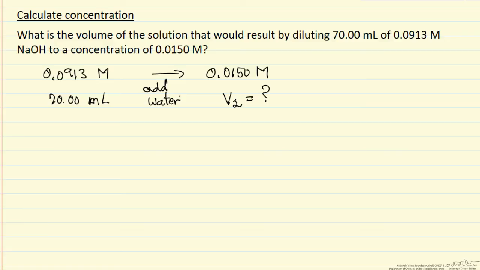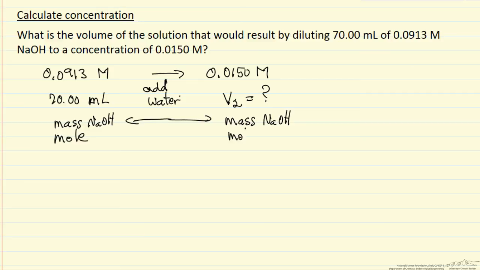And so what's constant here is the mass of sodium hydroxide. So whatever mass of sodium hydroxide I have here has to be equal to the mass of sodium hydroxide here. These are equal. I have not added any sodium hydroxide. I've just added water to dilute. I can simplify a little bit because I can also say the moles of sodium hydroxide has not changed, so I don't actually have to convert to mass since there's no reaction.